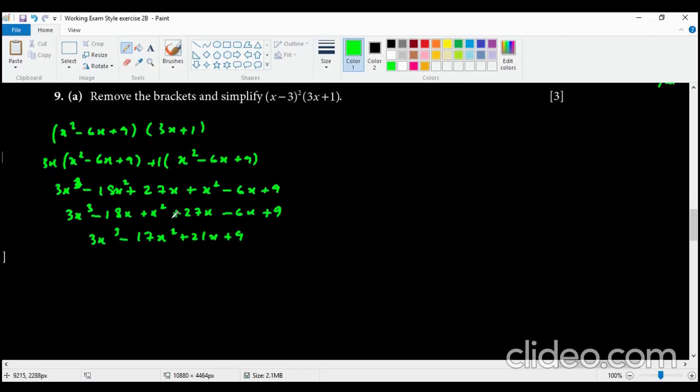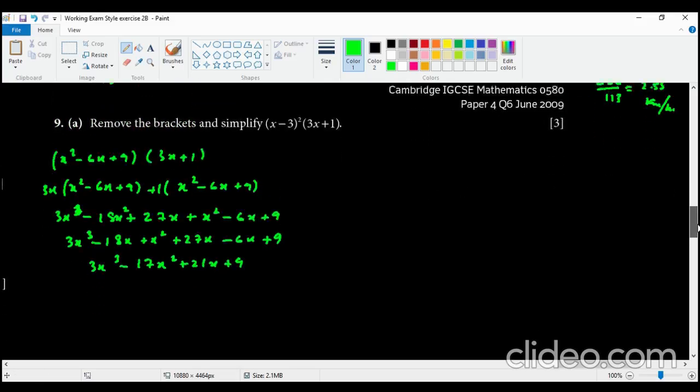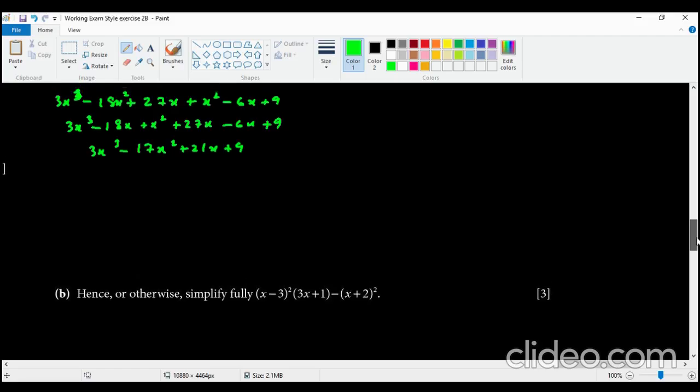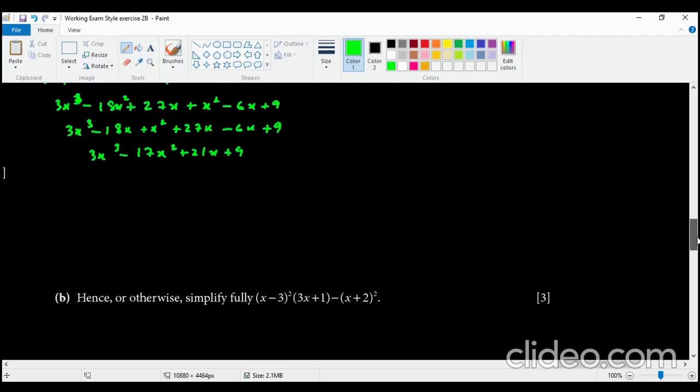Now in the second part it says, hence or otherwise simplify the second part. So this is the answer for the first part. Now it says you need to subtract this from the product of this one. The product of this one is already this, 3x cube minus 17x.